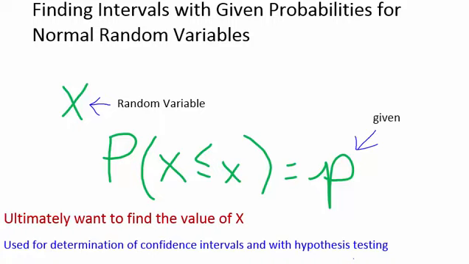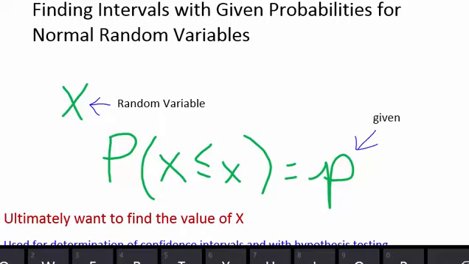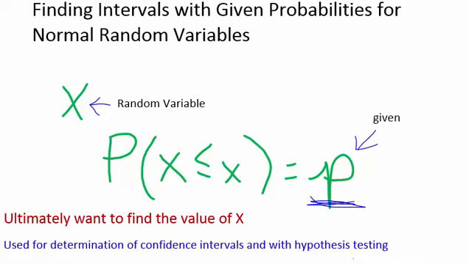In this presentation, I'm going to go over how to find intervals where we're trying to look for specific values of x with a given probability, which we're going to denote as small p, as you can see right here. Ultimately, what we're trying to do is find this value of x given a certain probability. This type of computation is usually done to determine confidence intervals when you are conducting hypothesis tests. We'll cover that a little bit more in week 3.